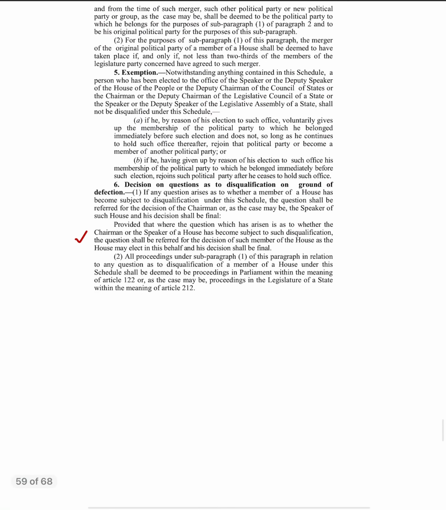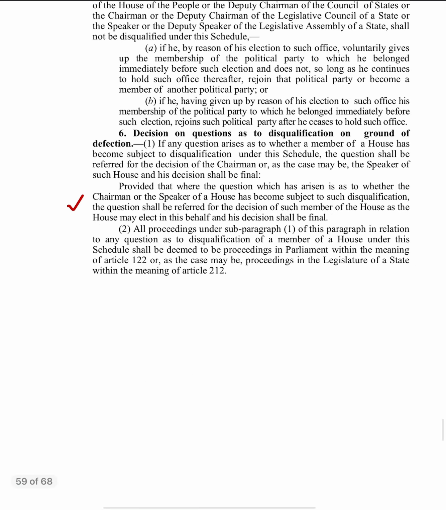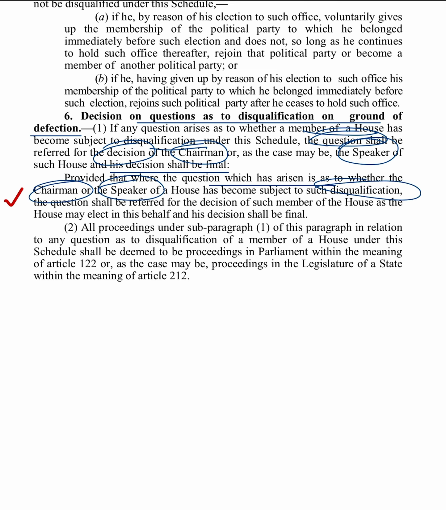OK. Now see, this is Schedule 10. Understand that if the Speaker is defecting, who will disqualify? See, decision on questions as to disqualification on the ground of defection. So a member of the house becomes disqualified on the question. Questions shall be referred for the decision of the Chairman, as the case may be, Speaker. His decision shall be final. Provided that where the question that has arisen is as to whether the Chairman or a Speaker of the house is subject to such disqualification, now read this.